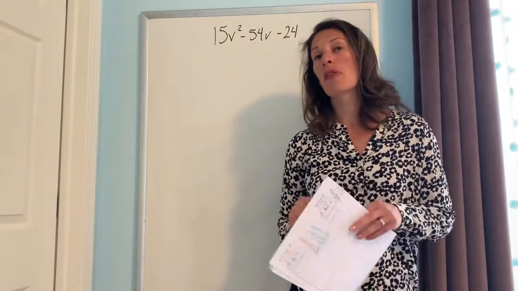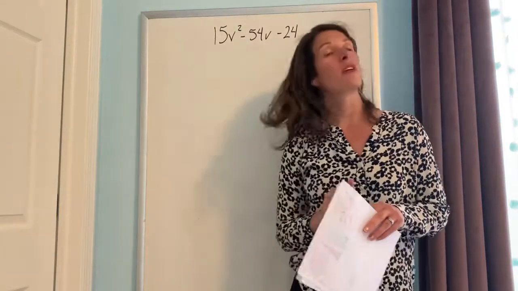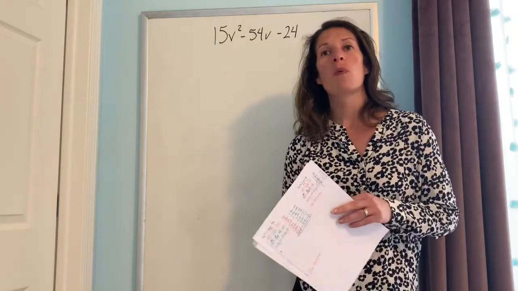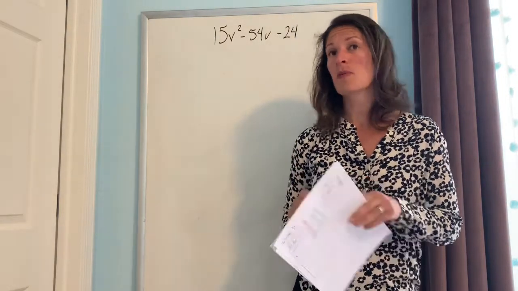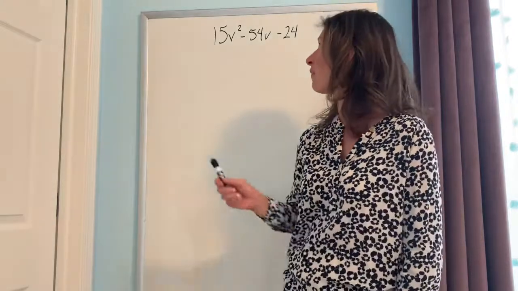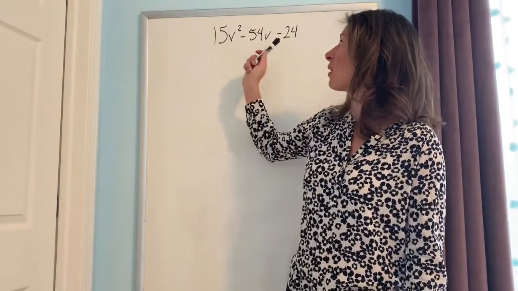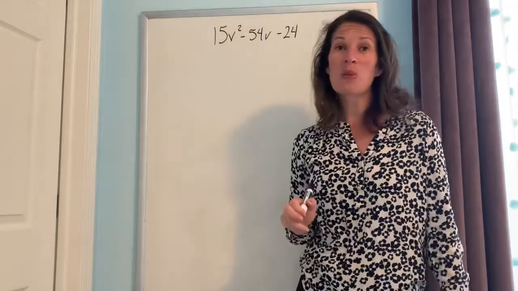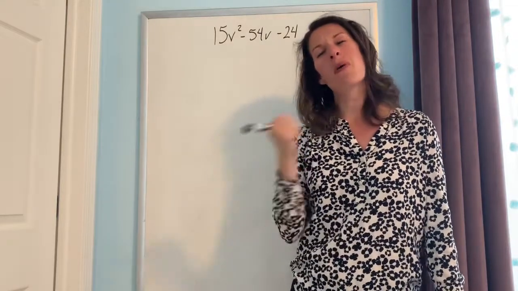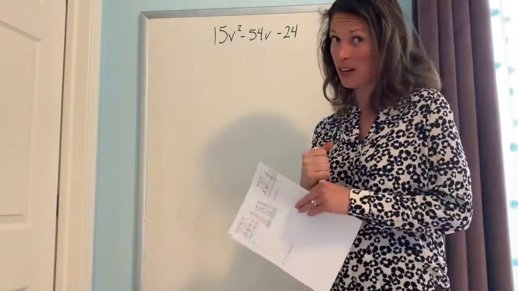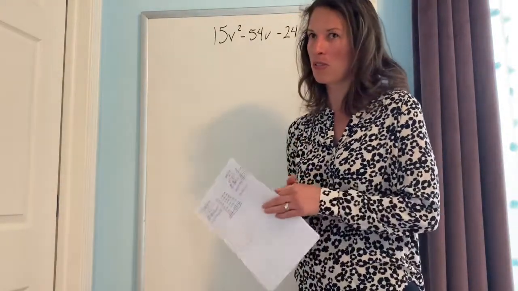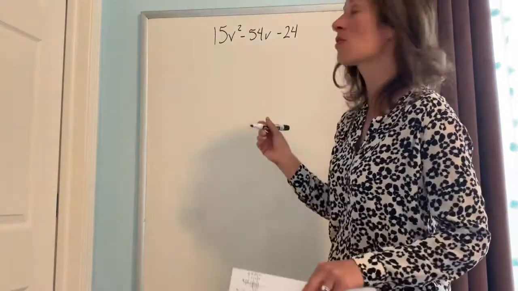So, number 3. We do not have 4 terms. We only have 3. We need to look and see, can we take a number out? Our multiples of 15 are 3 and 5. And 3 can go into both 54 and 24, which means that I can pull a 3 out and we're going to work with smaller numbers. And that, friends, is exactly what we want to do. Small numbers are always easier for us to work with.